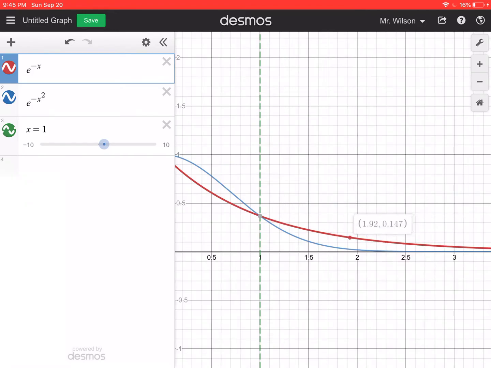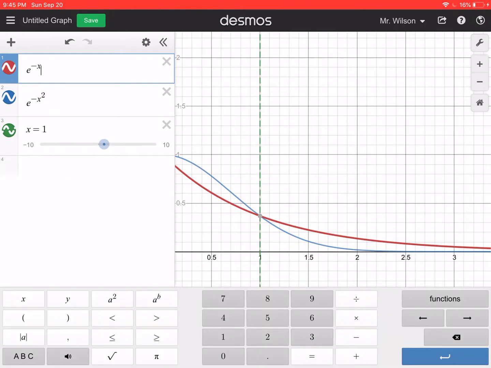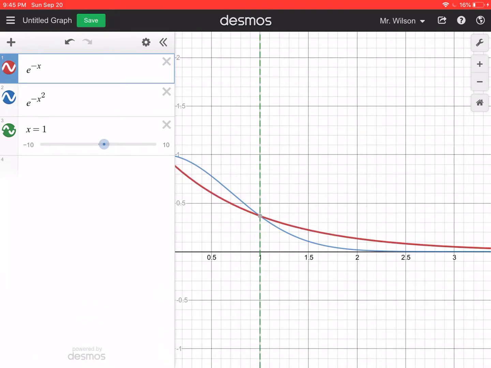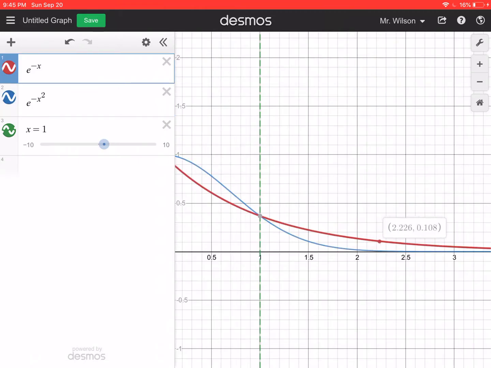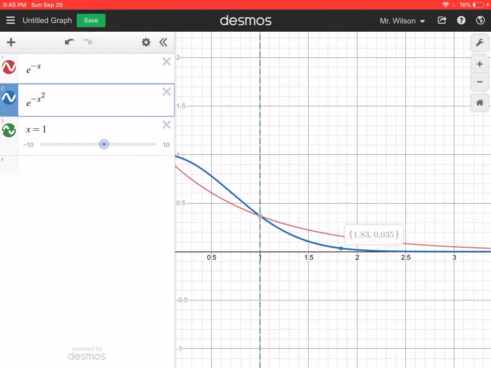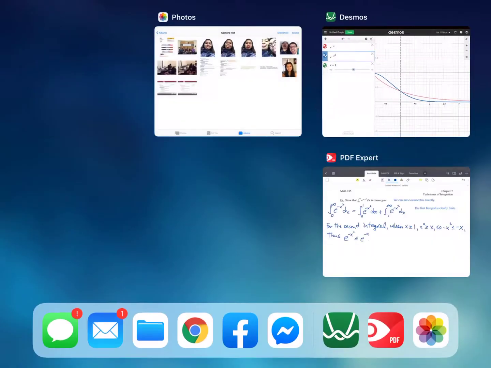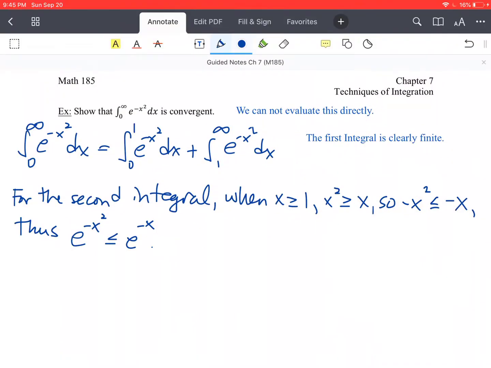So what we can do now is work with the easier function, e to the negative x, and if that converges, then certainly the smaller function of e to the negative x squared must also converge. So if the area under this one is finite, then the area under this one must also be finite. And that's the argument that we're going to be making.